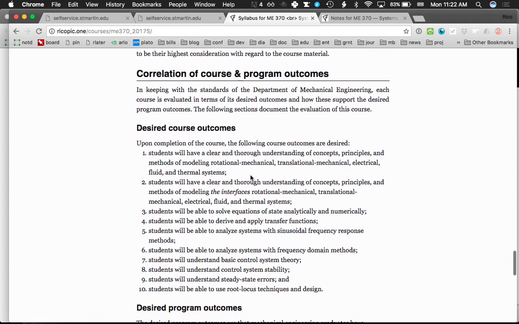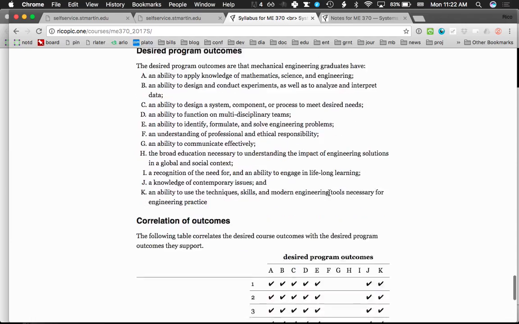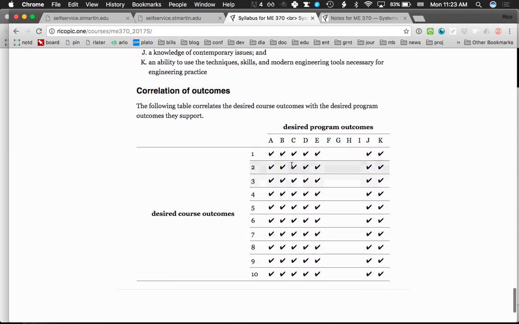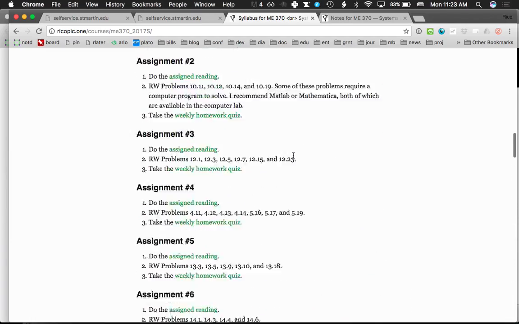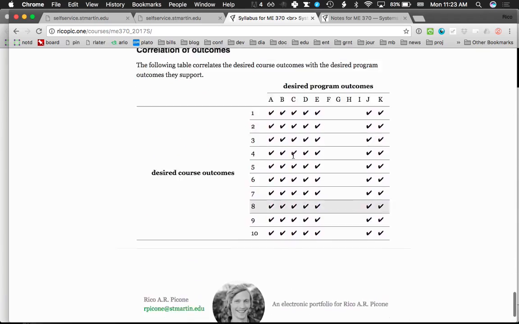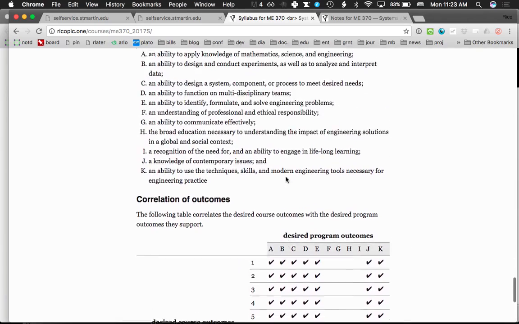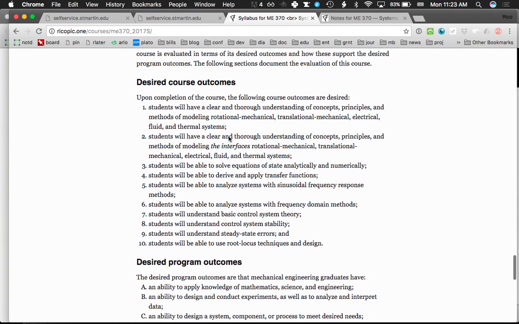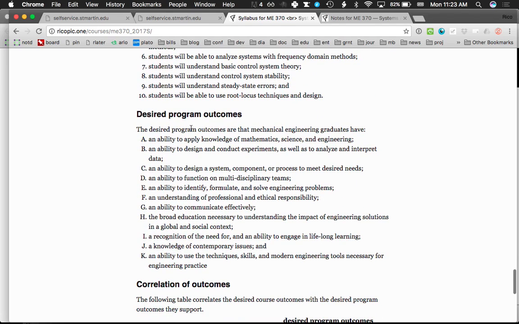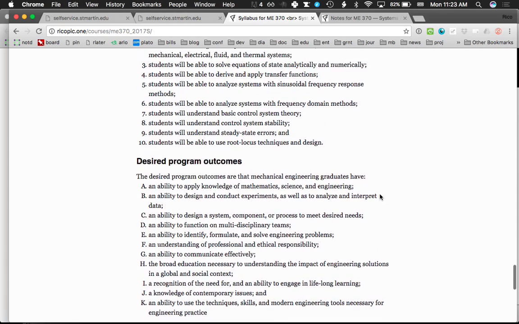Correlation of course and program outcomes. This is all for ABET stuff. Look at these tables. So fun. Nobody understands that little graphic. So desired course outcomes are numbered, and then desired program outcomes, so like mechanical engineering program outcomes are like, you guys should be able to design a system, component, or process to meet desired needs, okay? Which sounds really fun.